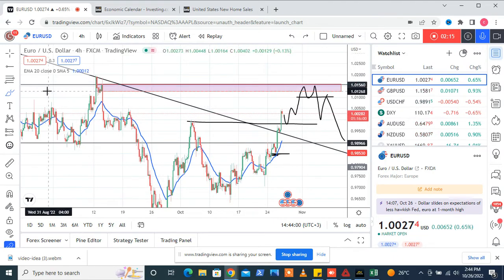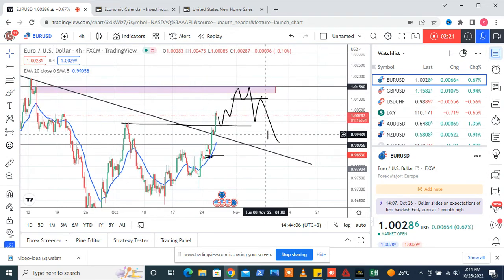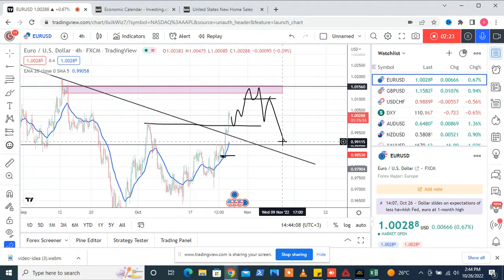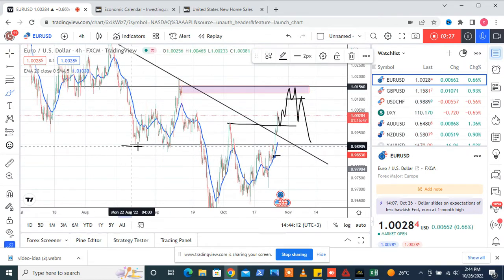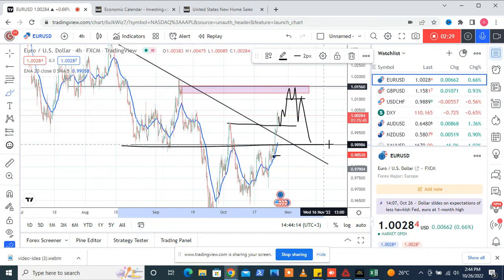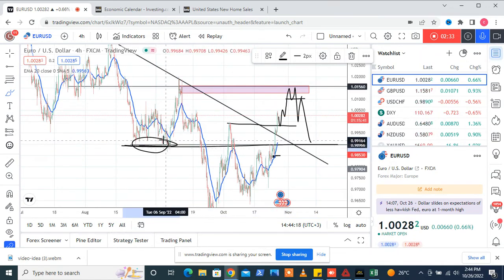So if we get this type of formation, then we're going to sell all the way to here, to this level. Again, why this level? Because looking left, this is a very important level that the market broke. As you can see, this was support. It acted as support here.